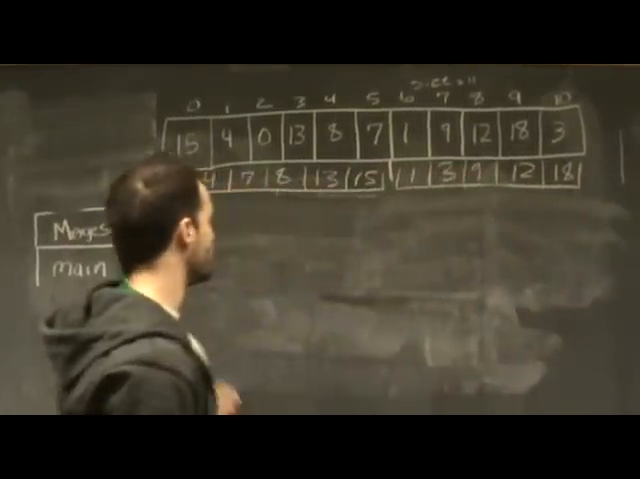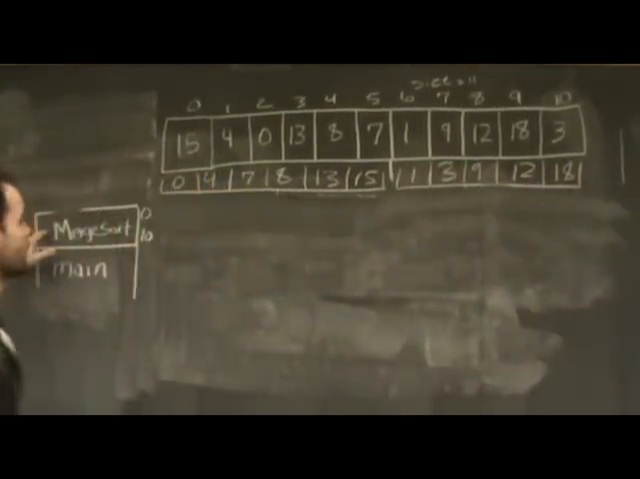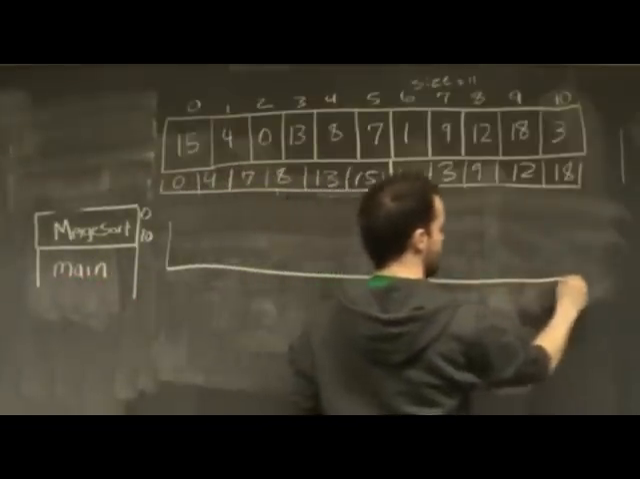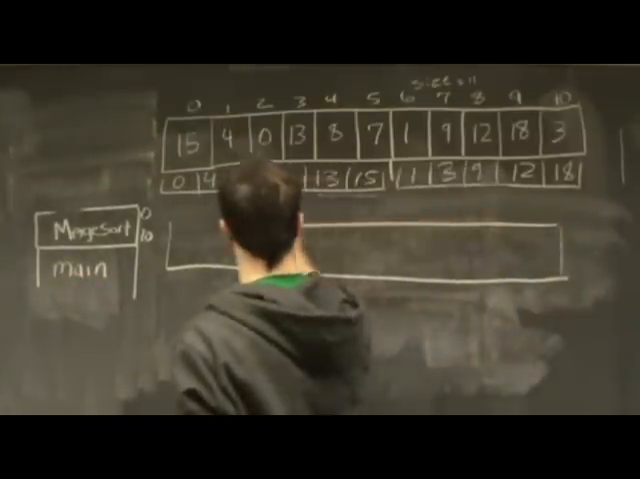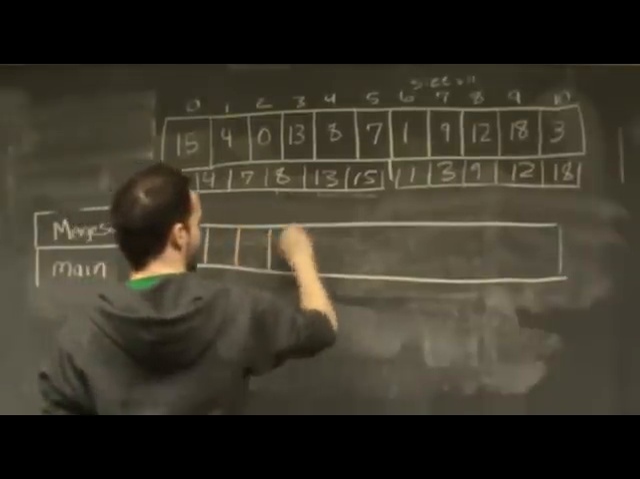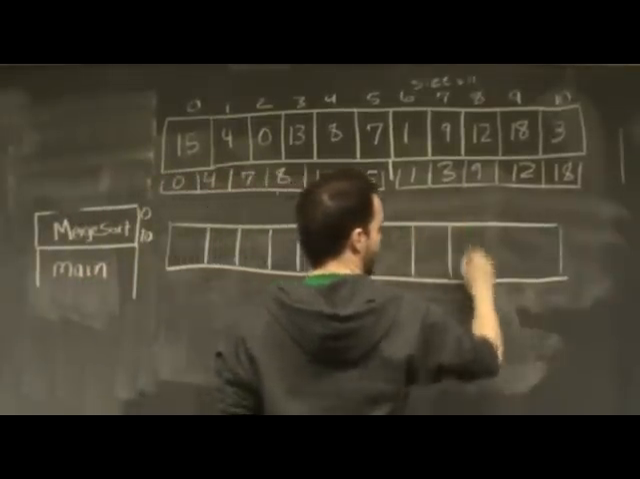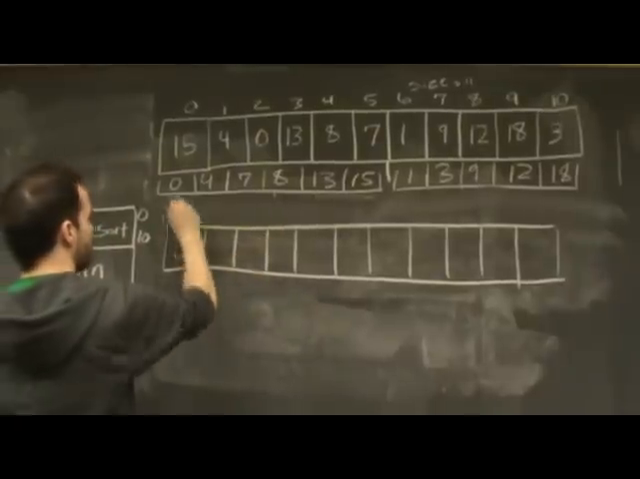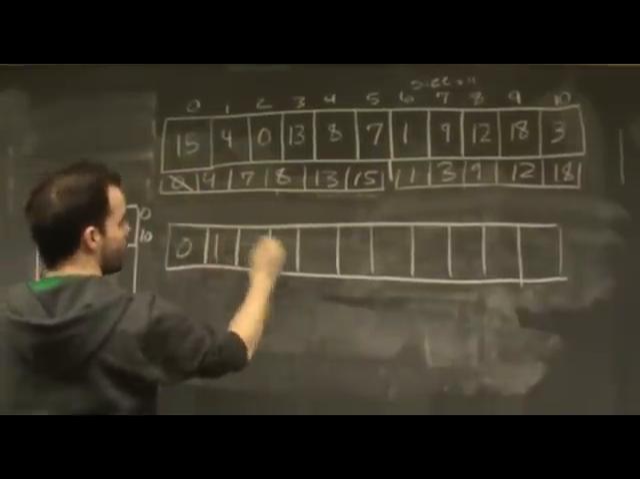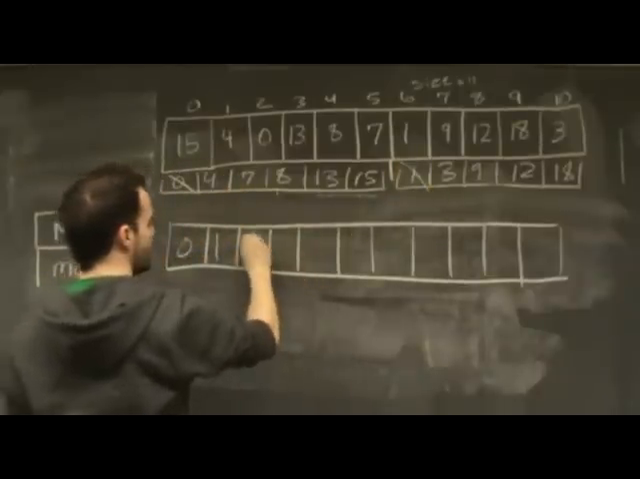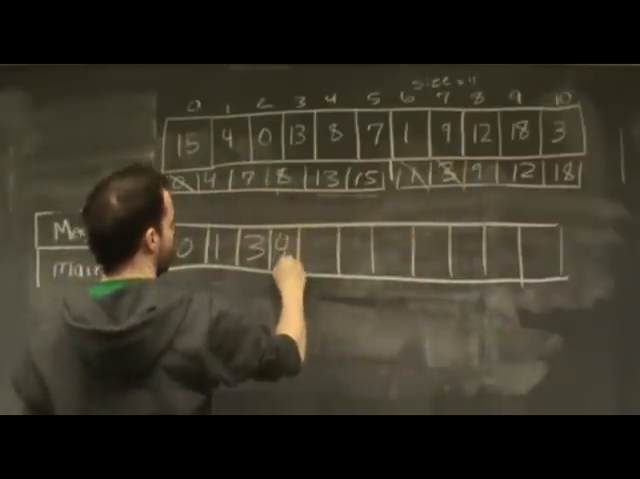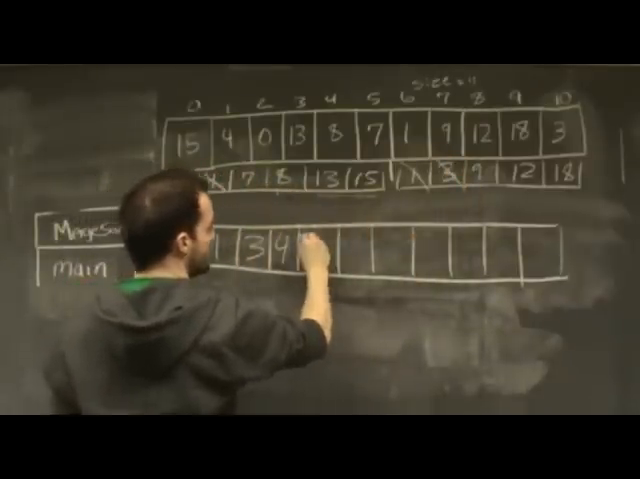And now finally we're back to our call to merge sort with the bounds 0 to 10, which will merge these things back together. So 1, 2. All right, so 0 and 1, 0. 4 and 1, 1. 4 and 3, 3. 4 and 9, 4. 7 and 9, 7.